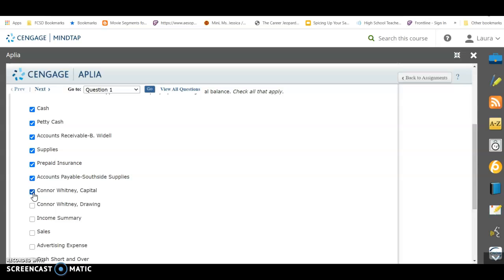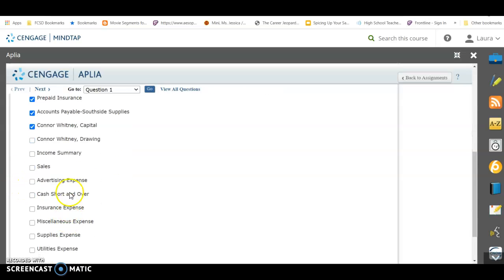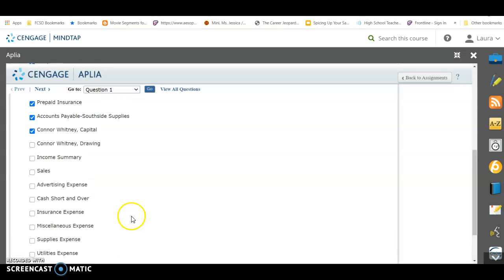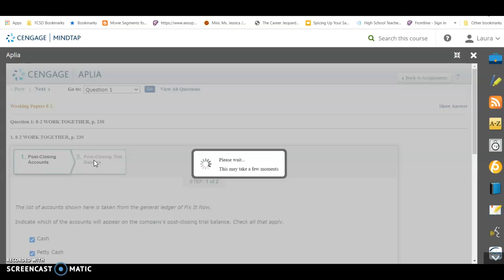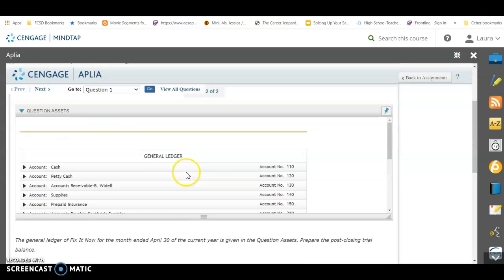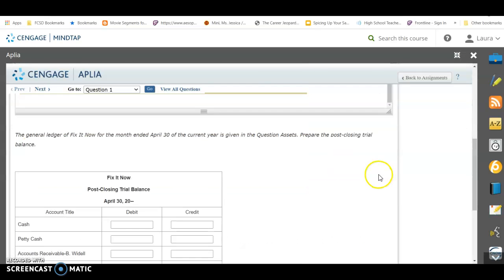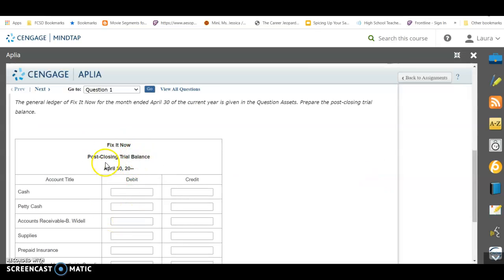All the other accounts from drawing on down deal with the drawing account, the income summary, the revenue, and all of our expenses. So none of those accounts will be checked. So that's step 1. Step 2 is to prepare the post-closing trial balance. It gives us everything laid out for us. It puts the title of the company at the top, Post-closing trial balance is the name of the statement, and the date is the end of April.